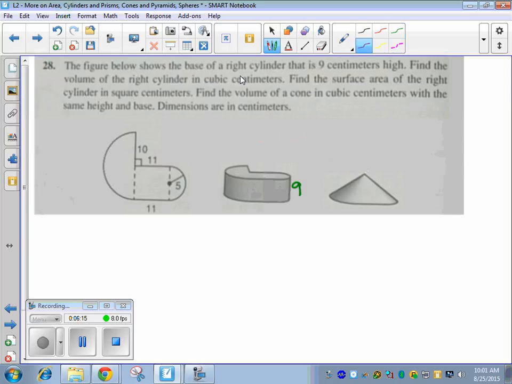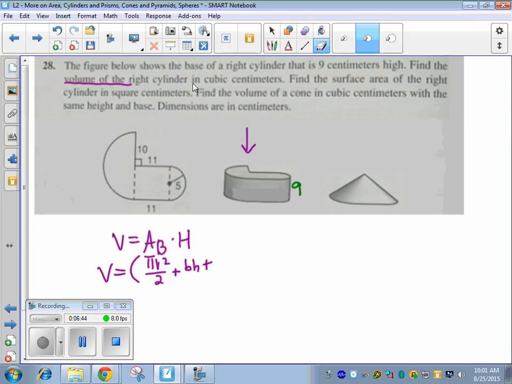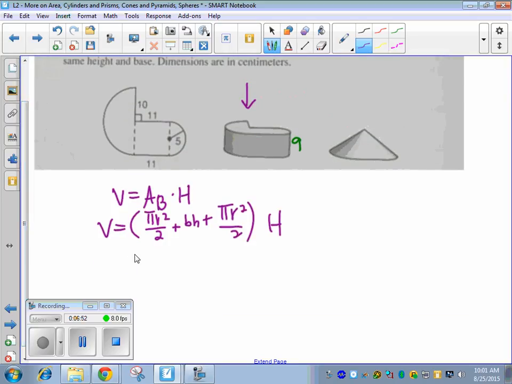So let's find first the volume of the right cylinder. That would be this one here, and we want the volume, which is equal to area of the base times the height. Now this area of the base has 3 pieces here, so I'm going to plug in: we have a half of a circle, so pi r squared divided by 2. We have a rectangle here, so that's base times height. And then we have another half circle for that little one, so I'm going to do another pi r squared divided by 2, times the height. All right, so let's plug that in.